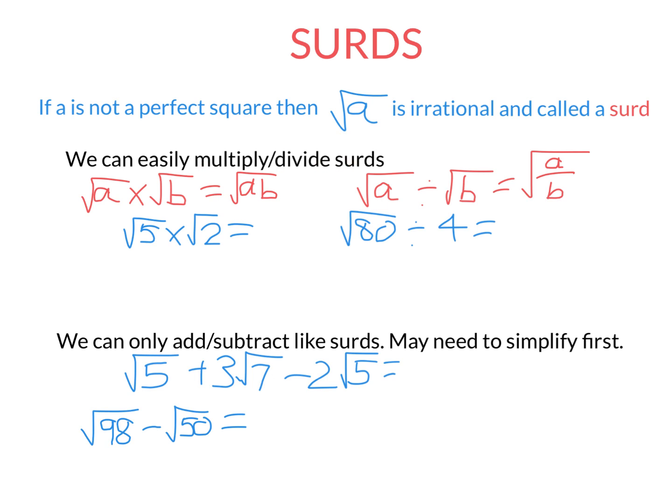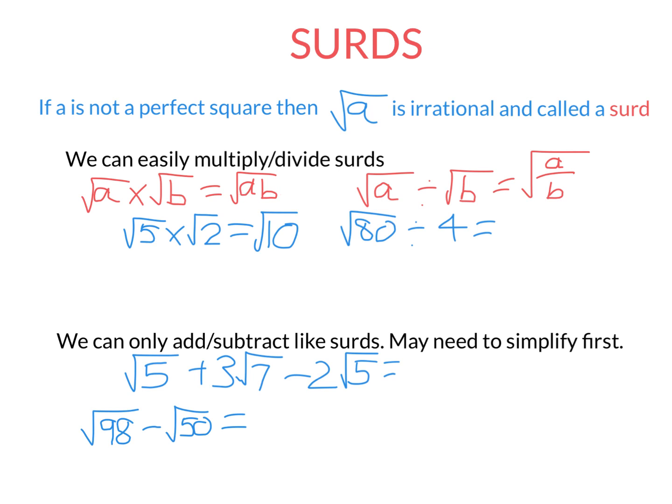So multiplying and dividing surds is easy. We can just follow these rules. Square root of 5 times square root of 2 is just the square root of 5 times 2, which is 10. So that's what it's saying here. Square root of A times square root of B is just the square root of their product.